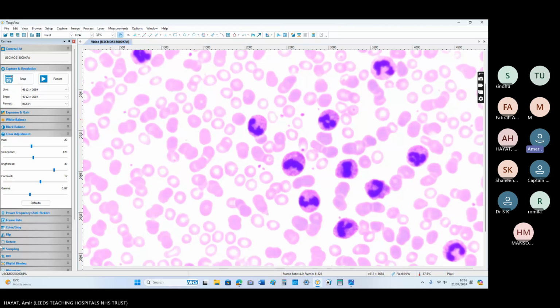Okay. So why is it not a CML? Because I cannot see any basophils, I cannot see a myelocyte peak, and there is evidence of infection, inflammation. He's admitted. So at this point in time, I would not go for any further investigation along the lines of CML.